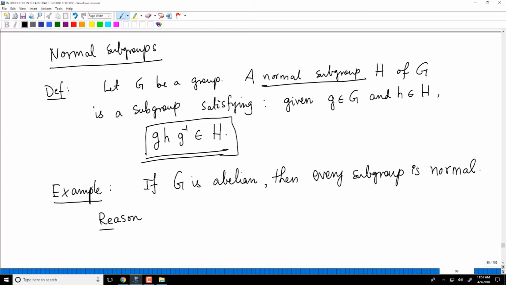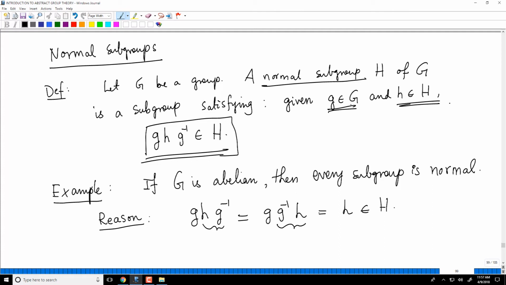The second condition is automatically true in an abelian group, because in an abelian group we can multiply in any order. So g h g inverse is the same as g g inverse h. So I can interchange h g inverse and g inverse h. Now g g inverse h is nothing but h. Remember that I have to start with h in H, g in G. So because h is in H, g h g inverse is in H. Okay, so there is no problem in an abelian group.